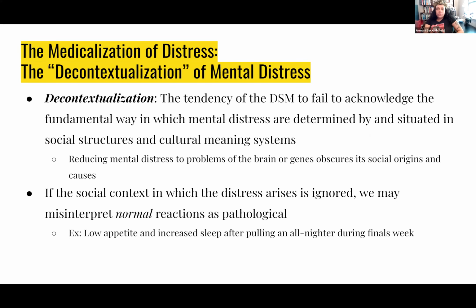Medicalization of distress also looks like the decontextualization of distress. So decontextualization is the tendency of the DSM to fail to acknowledge the ways that mental distress is determined by and situated in social structures and cultural meaning systems. What do I mean by that? Basically, decontextualization is taking the social context out of mental illness, and so you're reducing mental distress to the brain or genes and ignoring social origins.